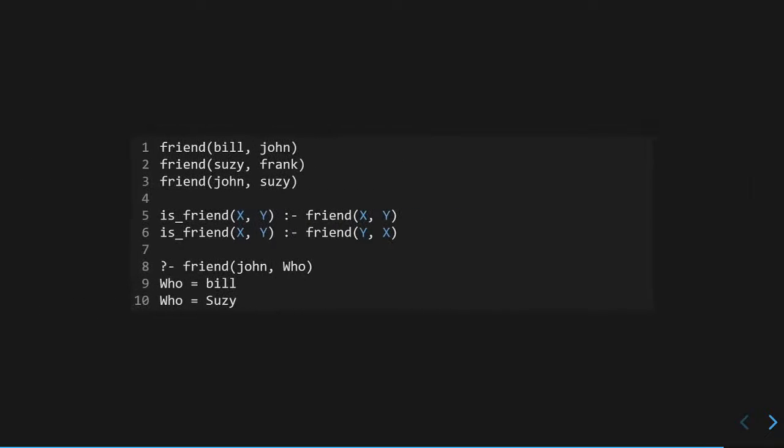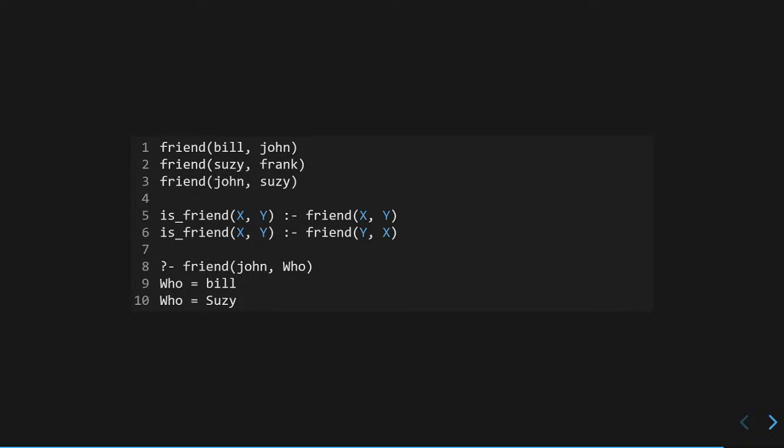So here's a small example of how Prolog works. The top 3 lines is what's called the knowledge base, and it defines that Bill is a friend of John, Susie is a friend of Frank, and John is a friend of Susie. And then lines 5 and 6 define who is friends. And the way Prolog works is, without those lines, or if I only had one of those lines, if I would have checked if Bill and John are friends, it would, okay, backing up.